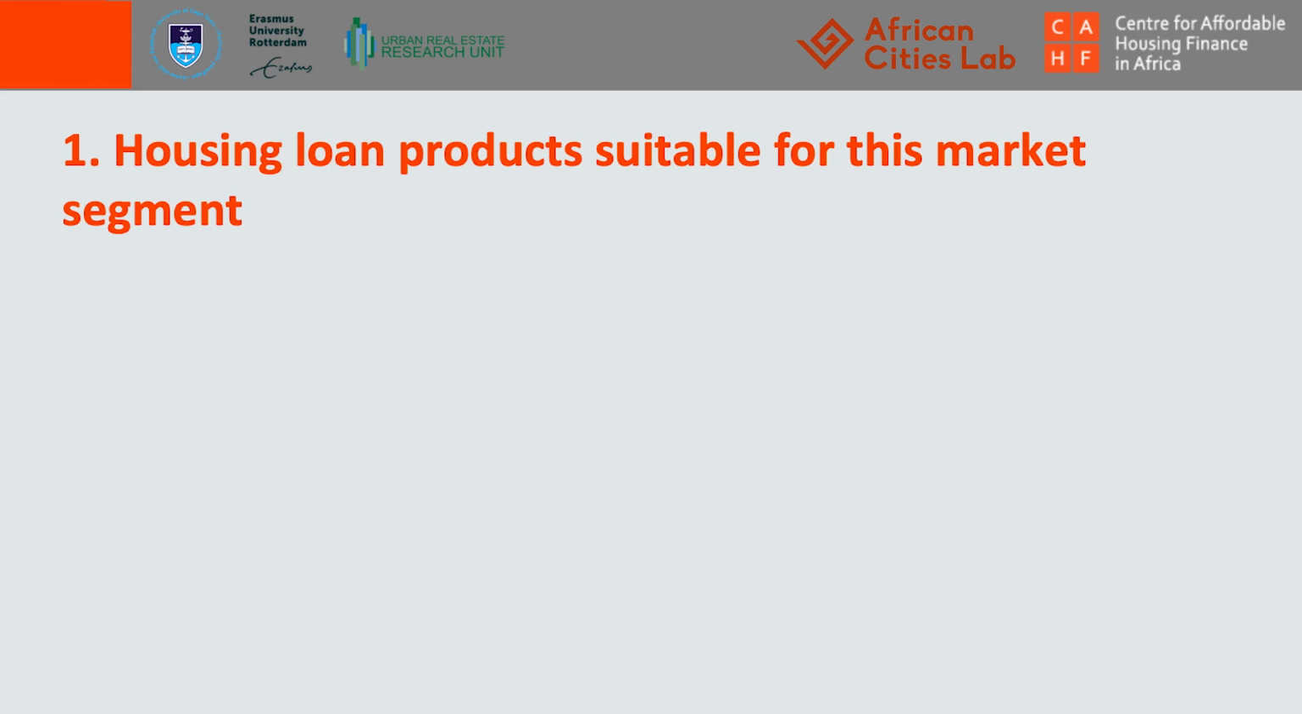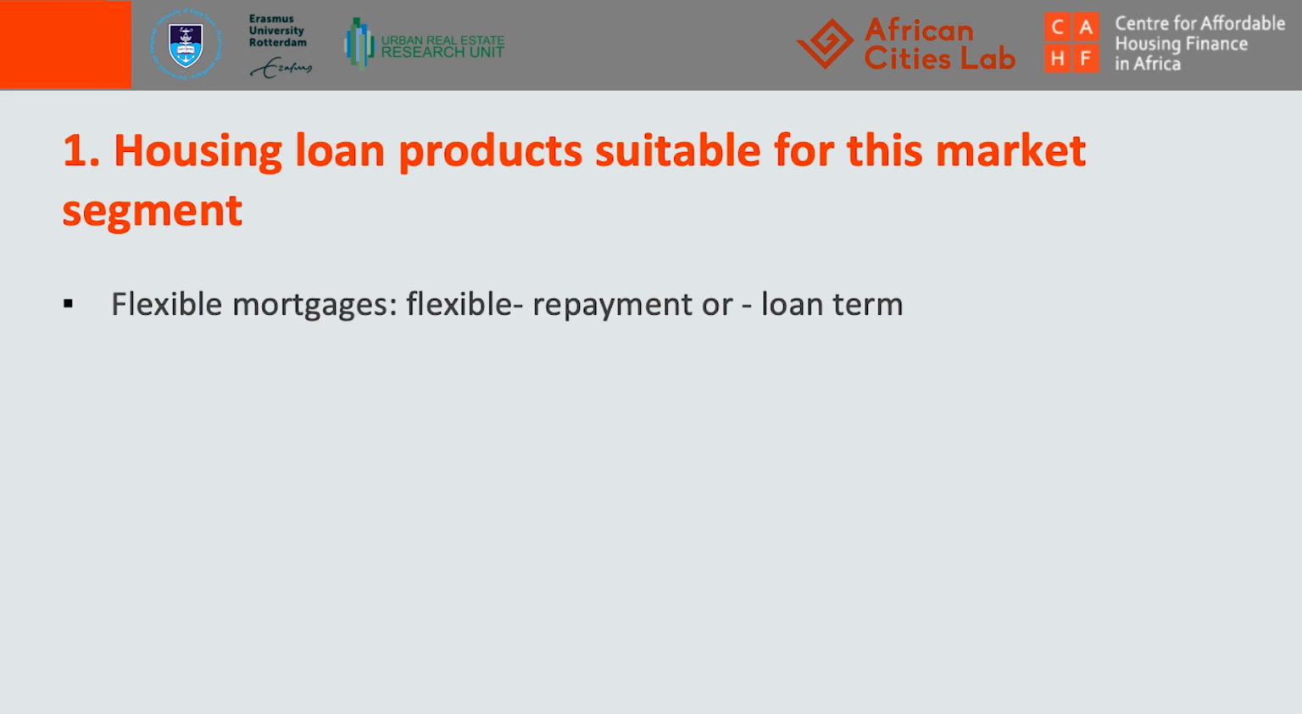So let's look at the first one. It's important to have different, diverse housing loan products suitable for this type of consumer. That includes households with irregular incomes. Products that have been successfully applied in several economies are flexible mortgages, which offer flexible repayment options or flexible lending periods that can be extended in case payments are missed.